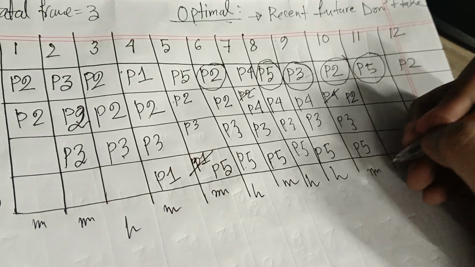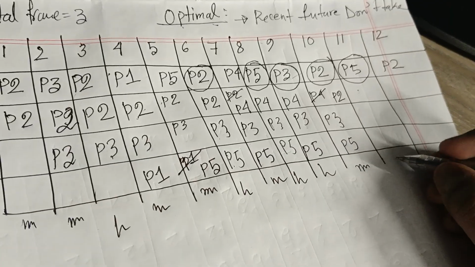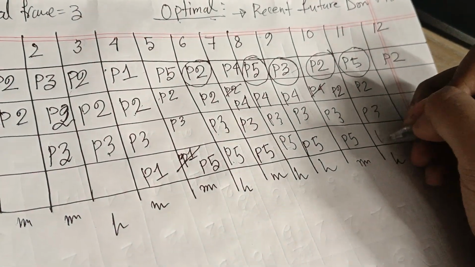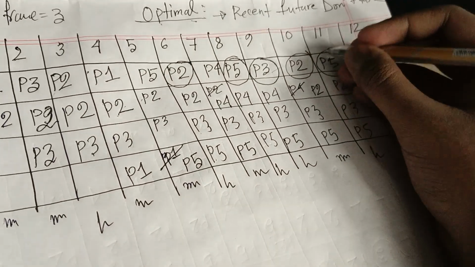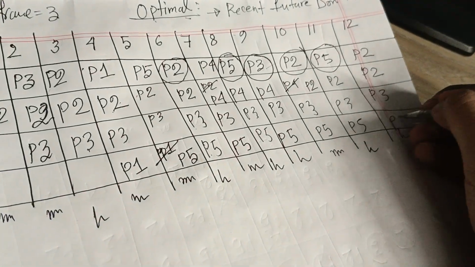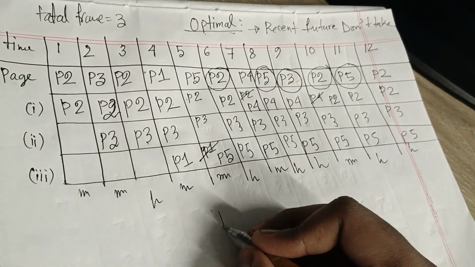So this was miss. Then again this is hit, right? Hit. So simply copy P2, P3, P5. This is again hit. P2, P3, P5. So let's calculate which algorithm is best.